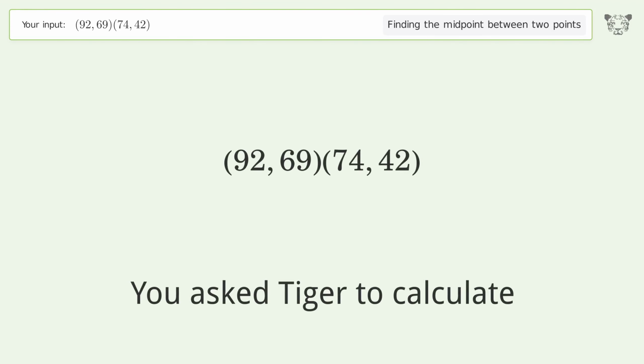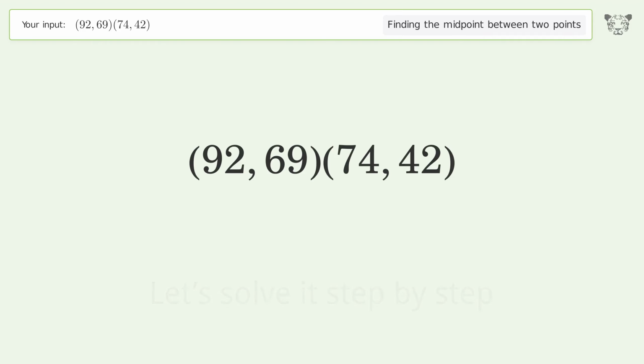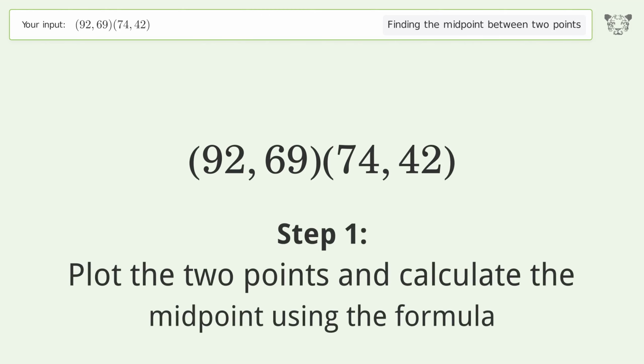You ask Tiger to calculate. This deals with finding the midpoint between 2 points. The midpoint between the 2 points is 83, 55.5. Let's solve it step by step. Plot the 2 points and calculate the midpoint using the formula.